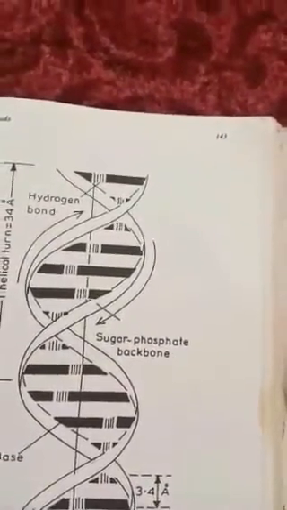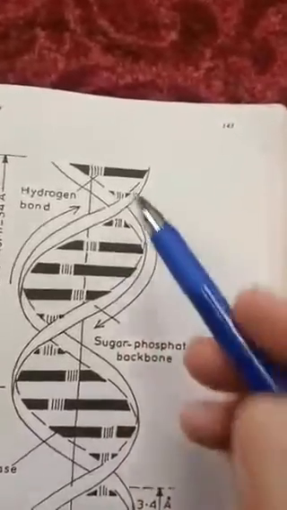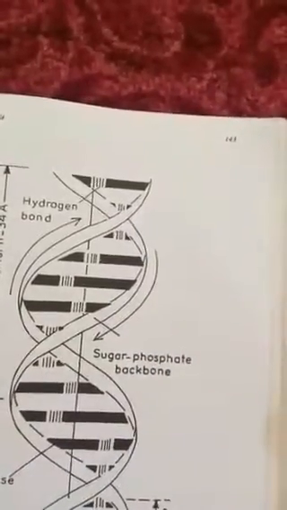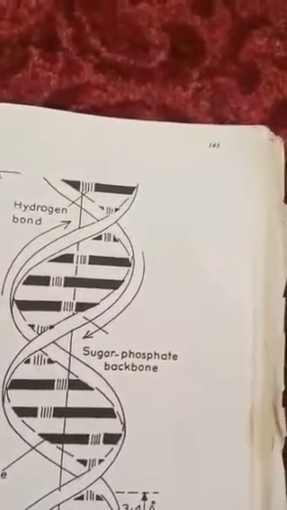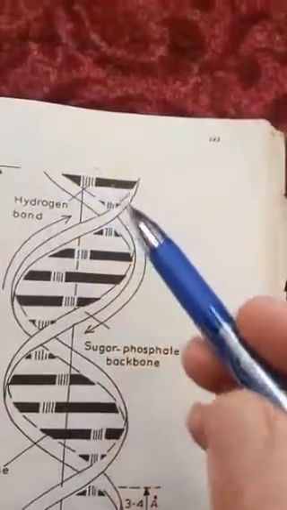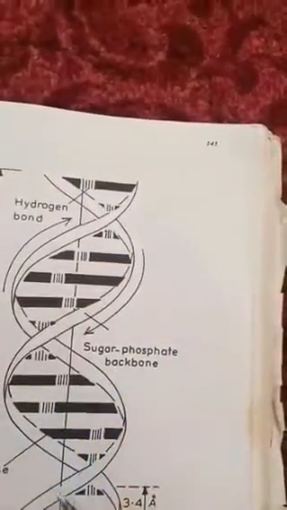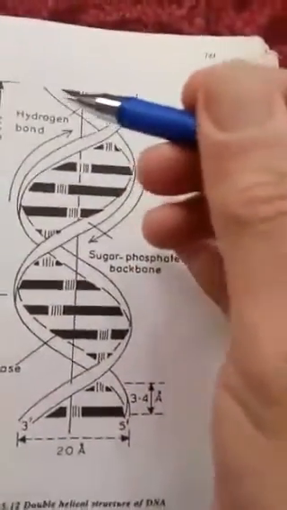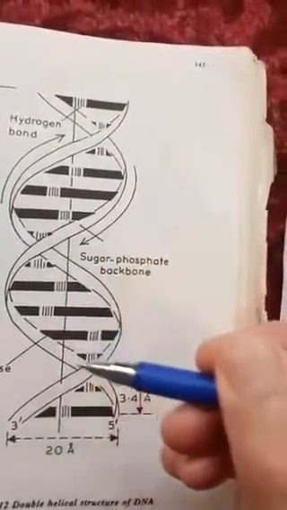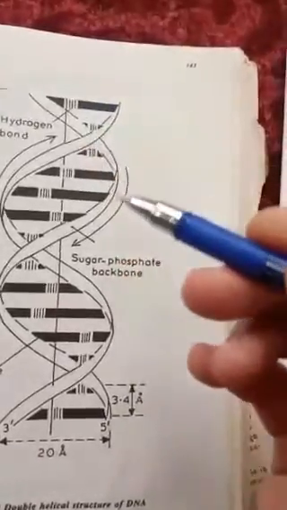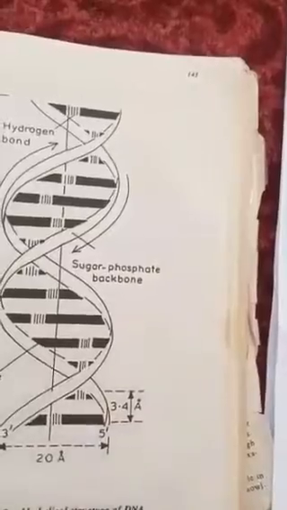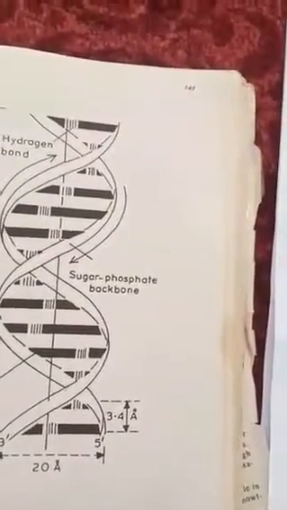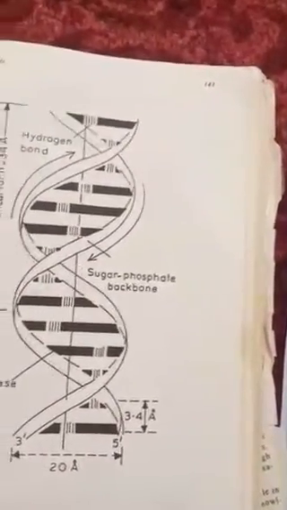These polynucleotide chains are spirally coiled to form a double helix. Remember, these are spirally coiled. You can have a look here, spirally coiled, like this. So they form a double helix. We can say right-handed double helix.